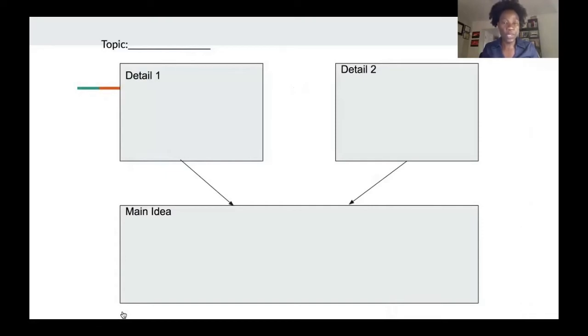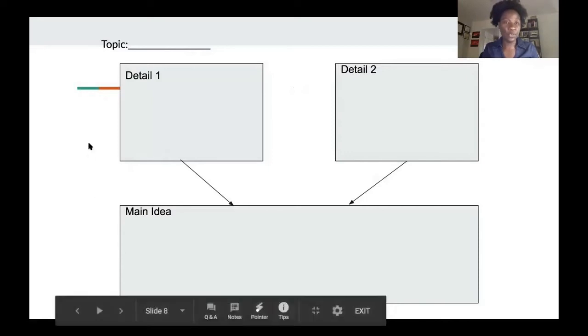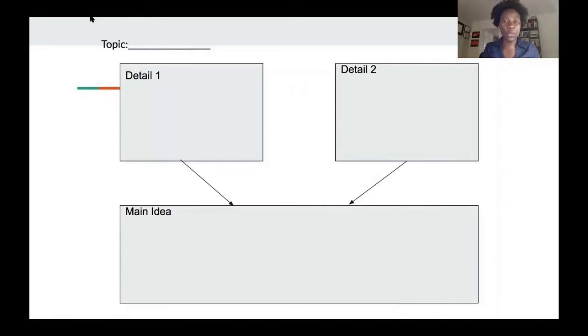What I want you to do now is to create or draw this graphic organizer that you see on your screen, and be careful to pay attention to all the details because you want to make sure that you label each box carefully. I'll give you a few seconds to do that. And you're also going to need another one for the other passage.